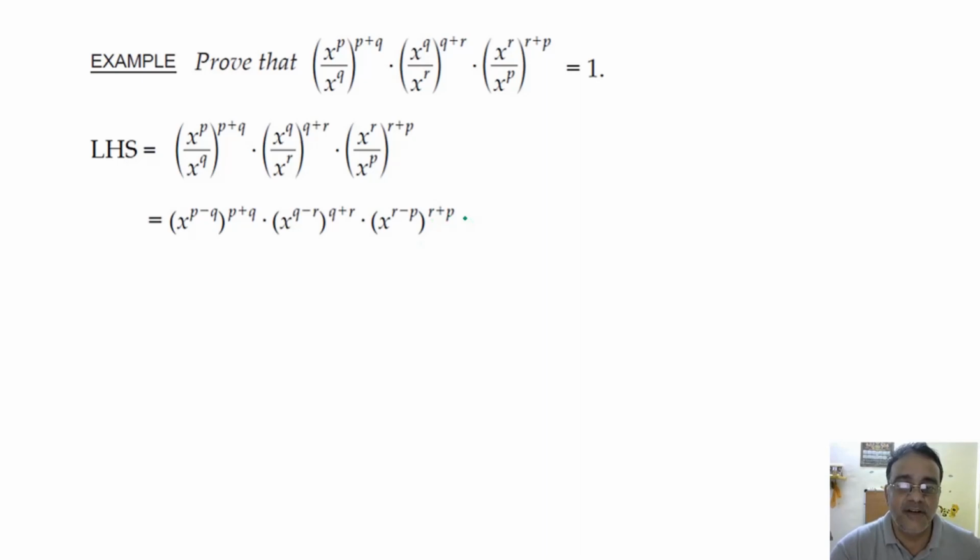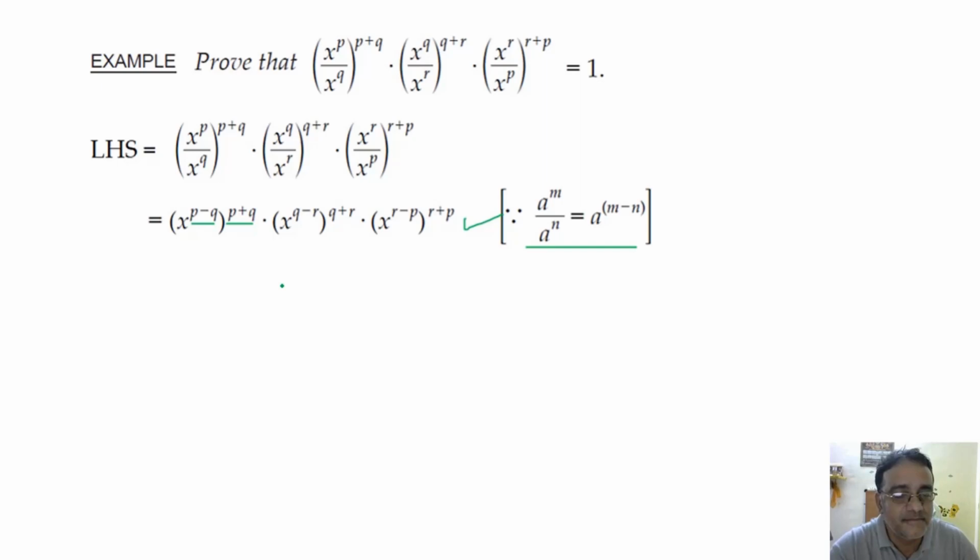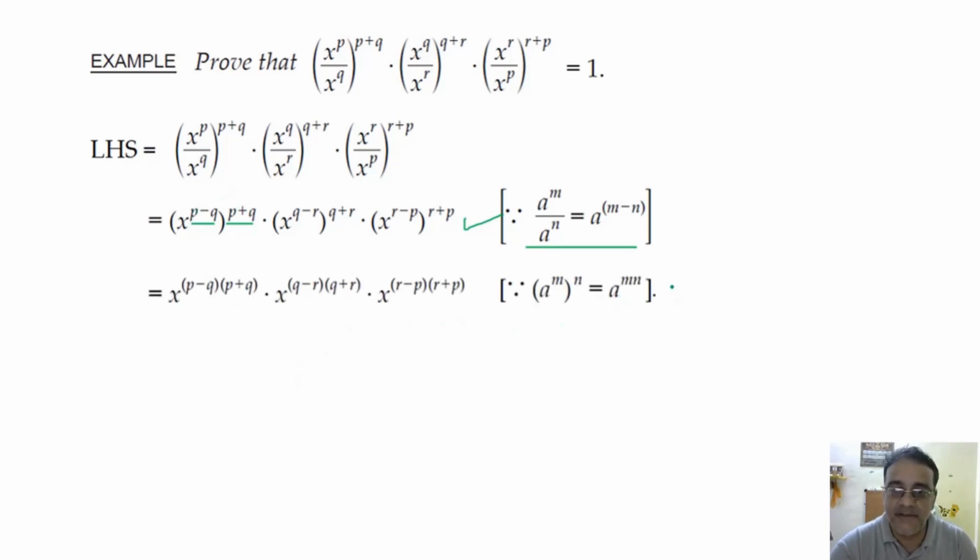Whether this step is clear, all of you? Yes, sir. And which property we have used here? This one. Right. Now again we have to multiply these two. For that, which law we have to use? Sir, a to the power m whole to the power n is equal to a to the power m into n. Very good. So ये दोनों multiply हो जाएगा. This property we have used.